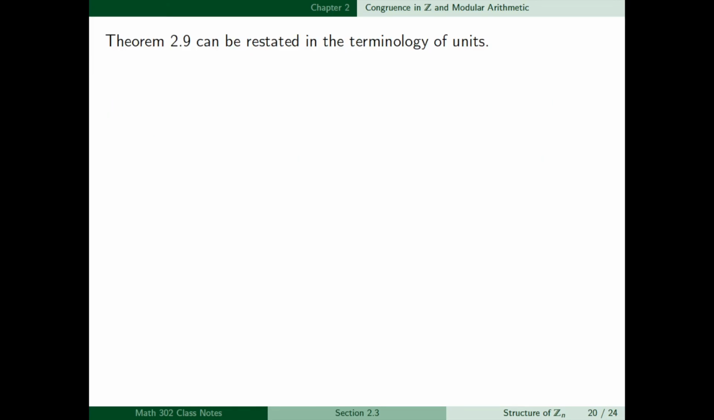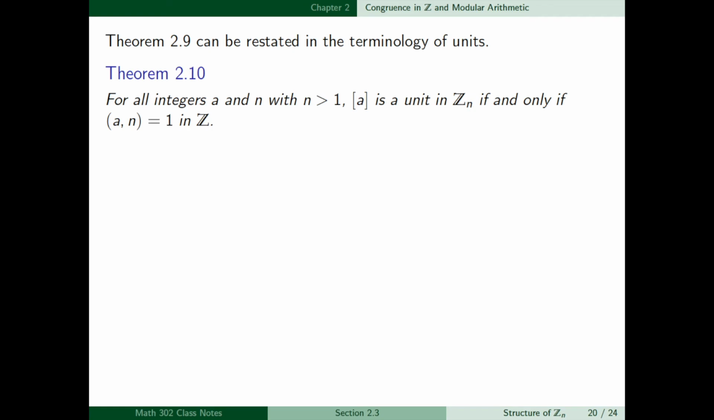Now theorem 2.9 can be restated in the terminology of units. So we'll restate this as theorem 2.10. For all integers a and n with n greater than 1, the class of a is a unit in Z sub n if and only if the GCD of a and n is equal to 1 in Z.